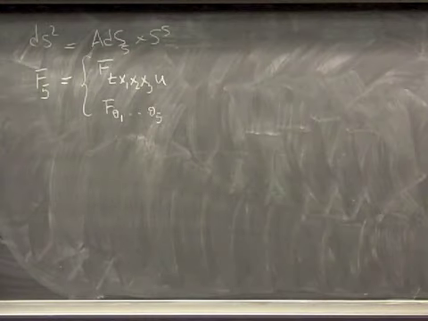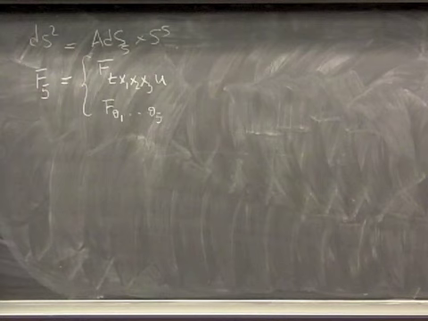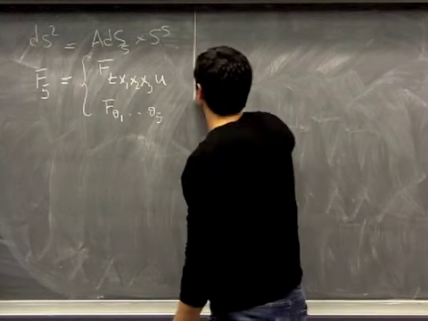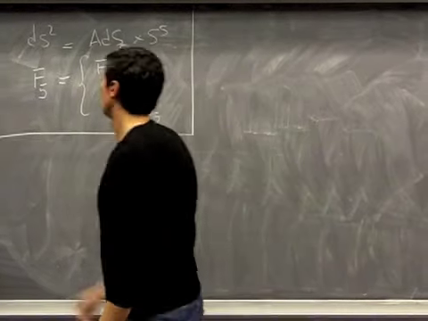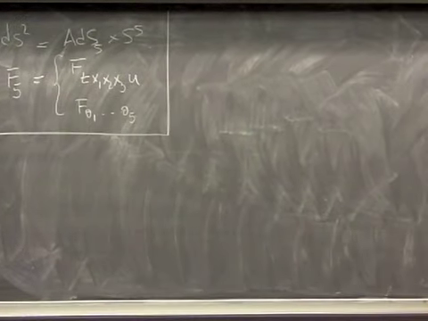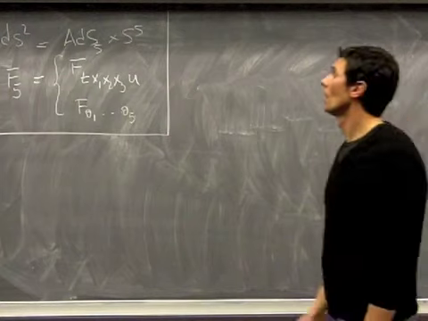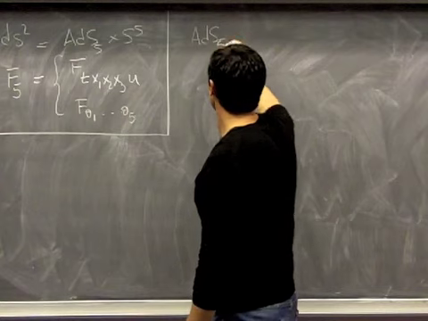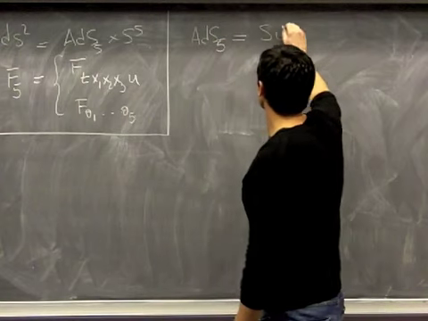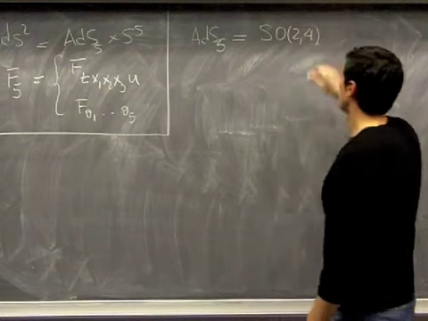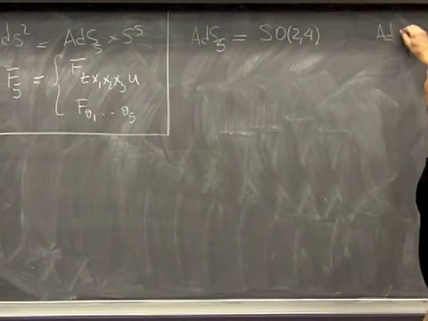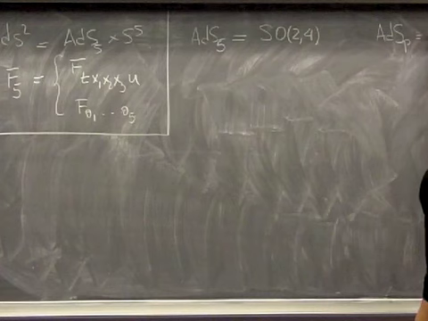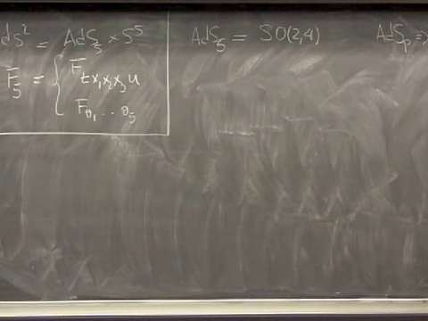Okay, so now let me go a bit over the symmetries of this metric, the isometries of this metric. The group of isometries of AdS5 is SO(2,4). Actually, the group of isometries of any AdS_{p+2}, let me see if I'm writing this right.